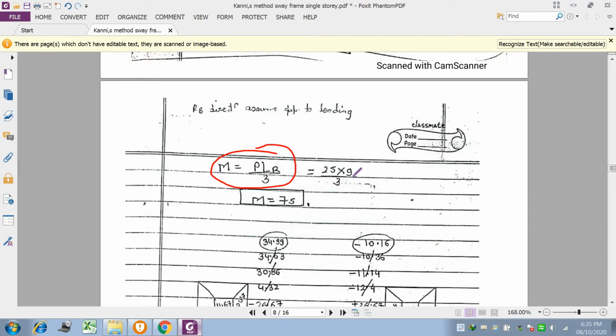We have already seen in the last numerical, in the table, while calculating the displacement, that we calculated all these factors. So this is 25 into 9.